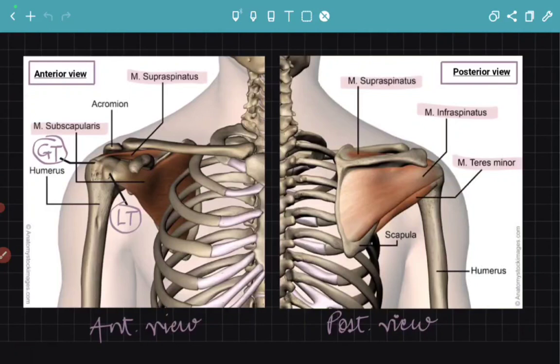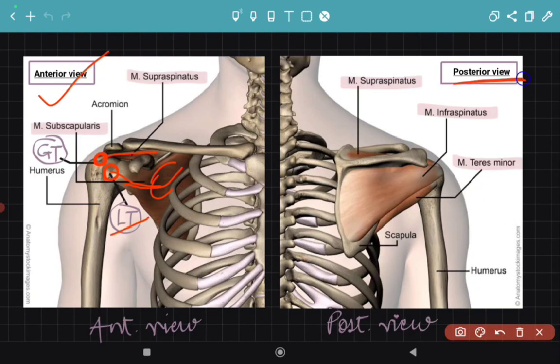Moving on to a broad view to have a look on rotator cuff muscles. If we consider the anterior view, we can appreciate supraspinatus, which is superiorly located at the superior facet of greater tubercle, and the subscapularis, which comes from subscapular fossa to the humerus, and that too lesser tubercle of the humerus present anteriorly.